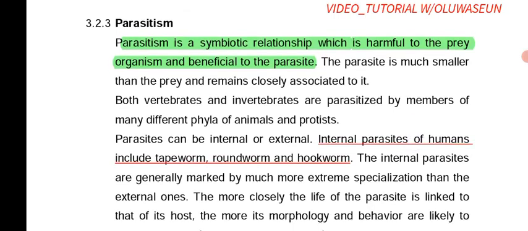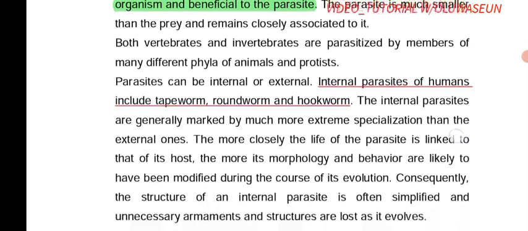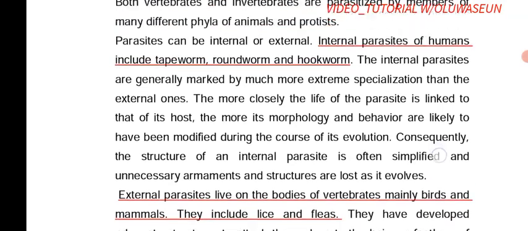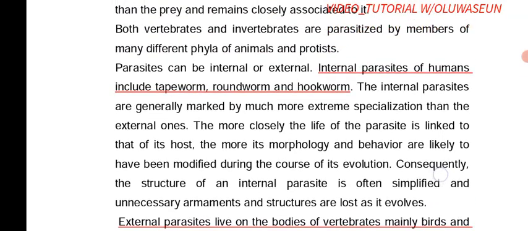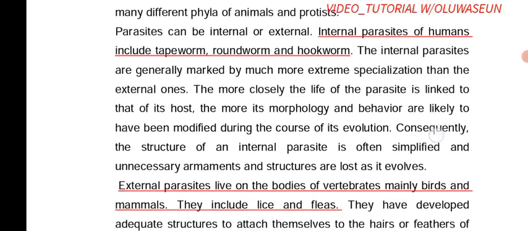Now let's move to parasitism. Parasitism is a type of symbiotic relationship which is harmful to the prey organism and beneficial to the parasite. This is a situation whereby one benefits and the other is losing. That is what you call parasitism. Parasitism can be divided into two. We have internal parasites and we have external parasites. Internal parasites of humans include tapeworm, roundworm, and hookworm.